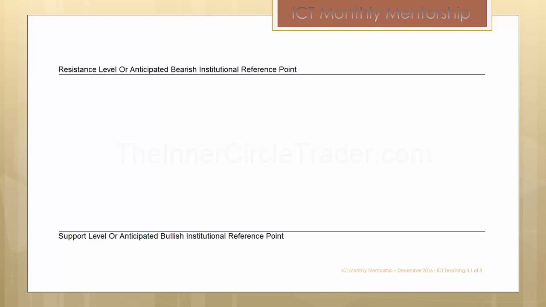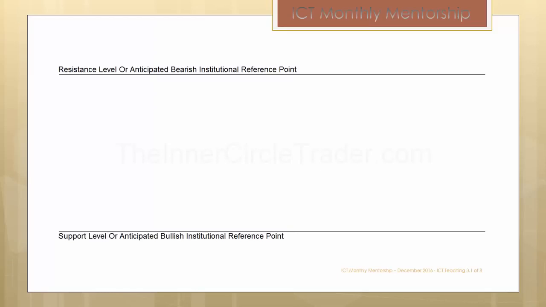Buying declines in bullish markets and selling rallies in a bear market. When we look at the marketplace and we frame price action in the form of resistance levels and support levels, or anticipated bearish institutional reference points and anticipated bullish institutional reference points, we have to have a context in the marketplace behind our viewpoints. Are we looking at a market that has a bullish scenario, or are we looking for a market that has a bearish scenario? In this example, we're going to look at a bearish example.